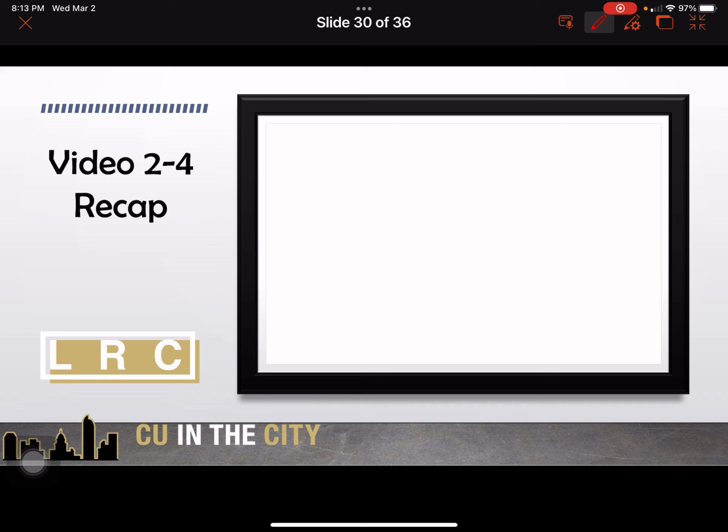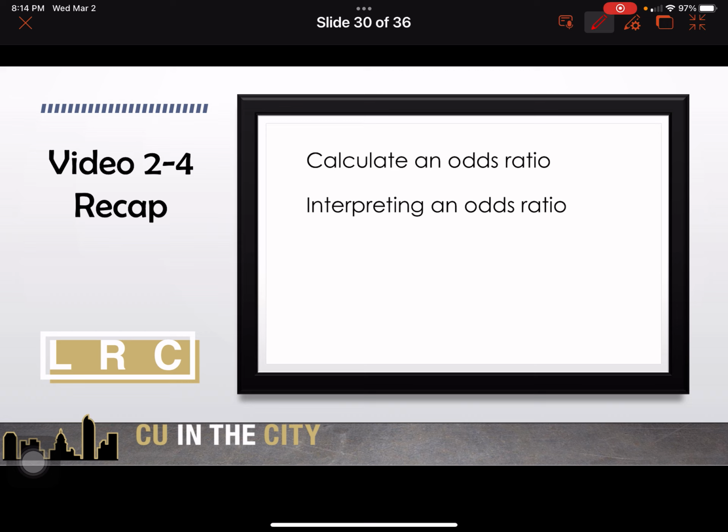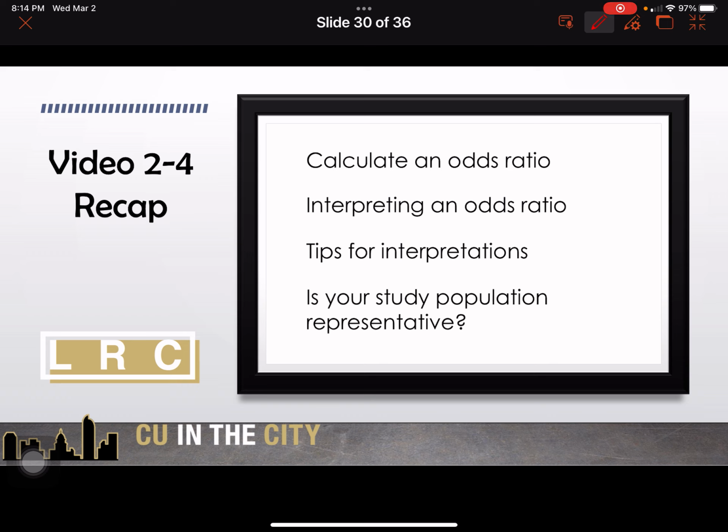To recap, in video 4, we learned how to calculate and interpret an odds ratio, reviewed some tips to keep interpretations clear, and went over an important distinction between using the odds ratio versus a risk ratio. Please continue to our 5th and final video in our 2x2 table section for an example that ties together all of the concepts you've learned so far.